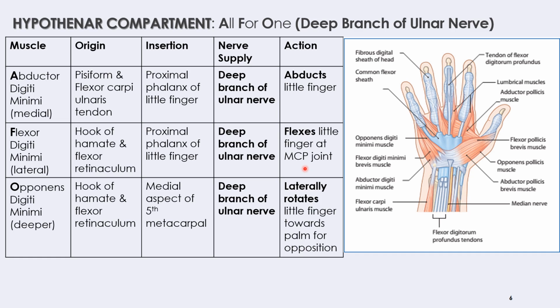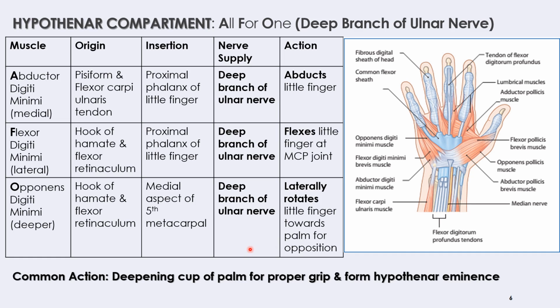Then we have the opponens digiti minimi that is deeper, and it originates also from the hook of hamate and the flexor retinaculum. It inserts at the medial aspect of the fifth metacarpal. Its nerve supply, like we said again, deep branch of the ulnar nerve, and it laterally rotates the little finger towards the palm for opposition. So basically it brings the little finger closer to the thumb. Try to let your little finger touch your thumb. What you're doing right there is opposition.